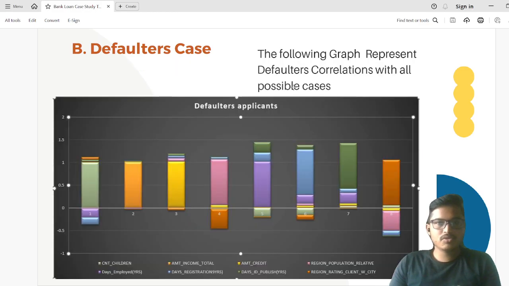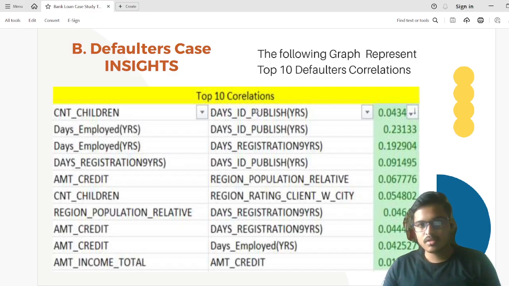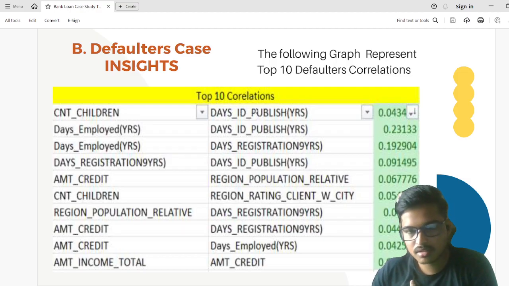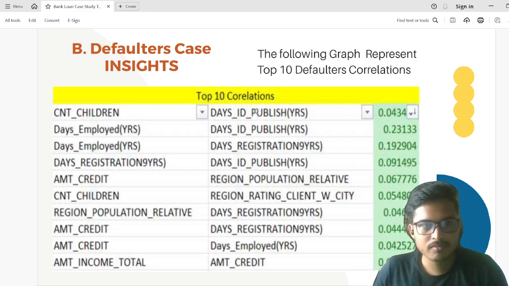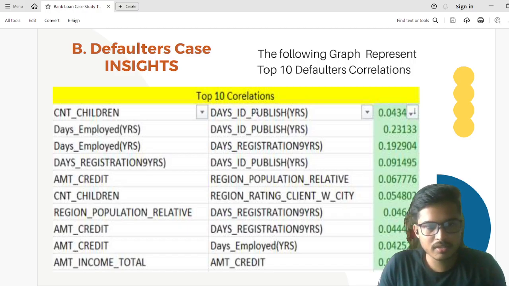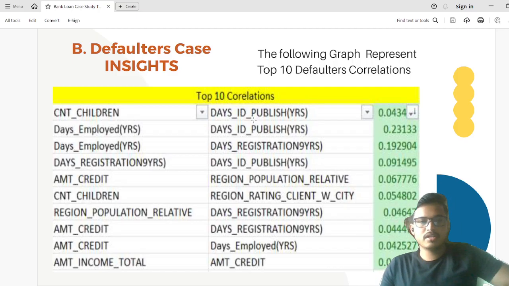Now moving on, we have used the same conditions of identifying the top 10 correlations. The following graph represents the top 10 defaulter correlations, and the first being count of children to the days in publish. So if we talk about the defaulter case, we have a slightly higher number. Sorry, days employed versus days in publish. So the higher the days employed, the higher the days in publish. And then we have the count of children versus the days in publish.